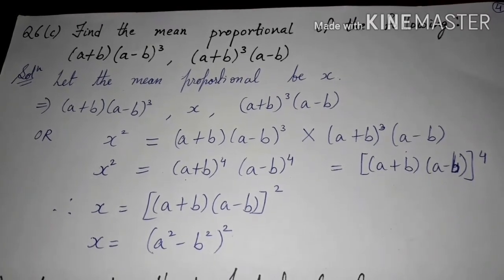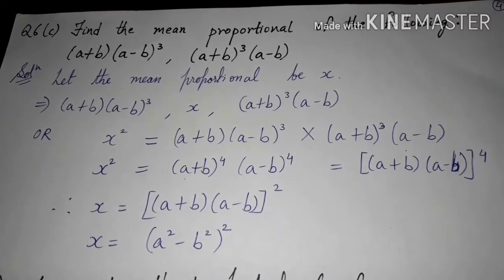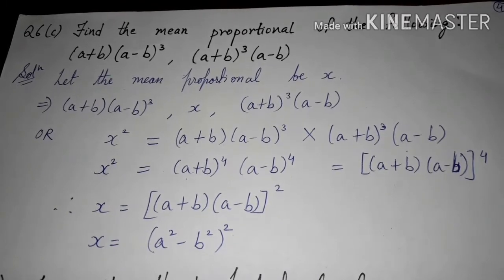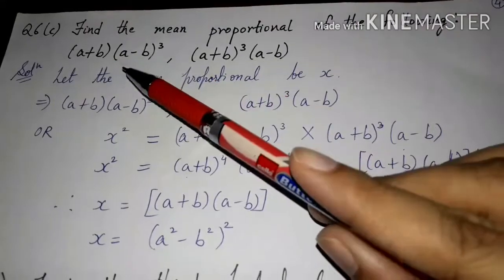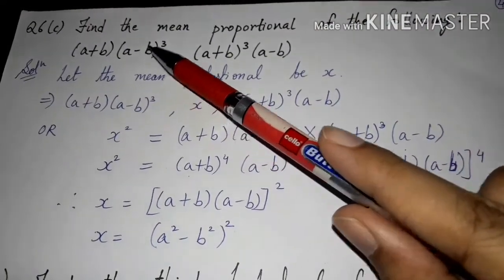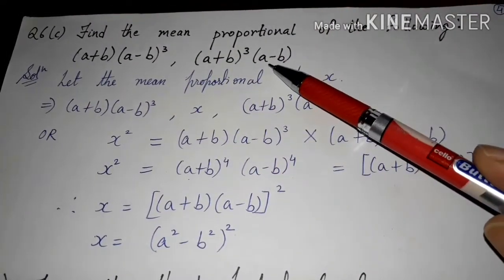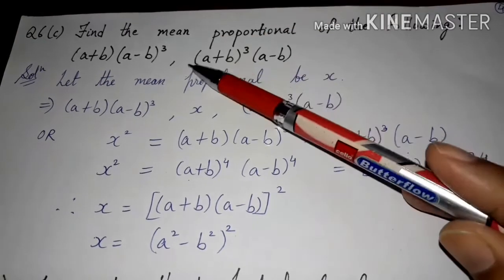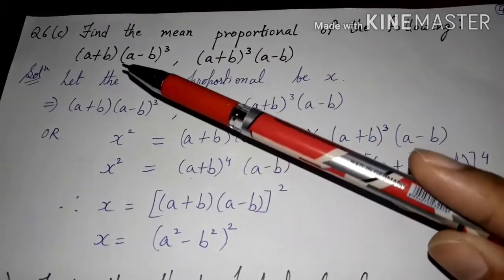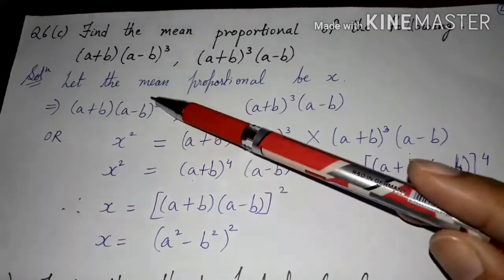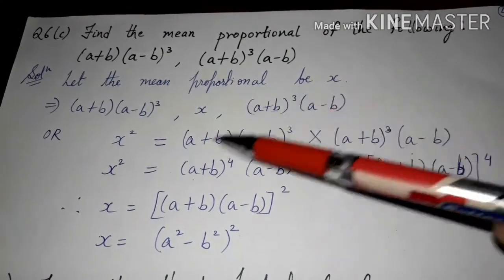Find the mean proportional of the following: a plus b, a minus b whole cube, a plus b whole cube, a minus b. Now here the first proportional and the last proportional, that is the third proportional, is given. You have to find the middle one, that is the mean proportional. So as usual we'll be taking, let the mean proportional be x.